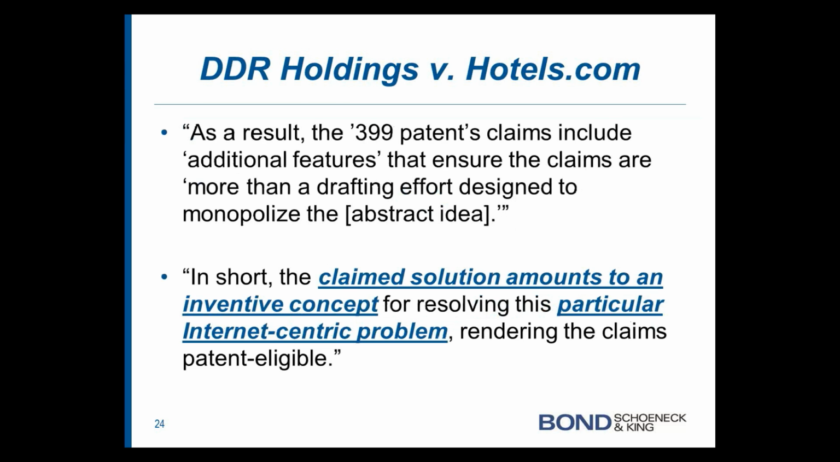So as a result, the 399 patent claims include additional features that ensure the claims are more than a drafting effort designed to monopolize the abstract idea. In short, the court held the claim solution amounts to an inventive concept for resolving this particular Internet-centric problem. That's the second part here, rendering the claims patent eligible. So not only do these claims not preempt the use of an abstract idea, but these claims are directed to a particular Internet-centric problem. So those are the two real main points of this case.